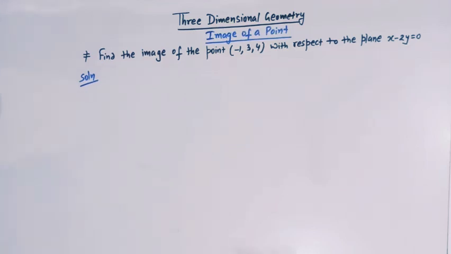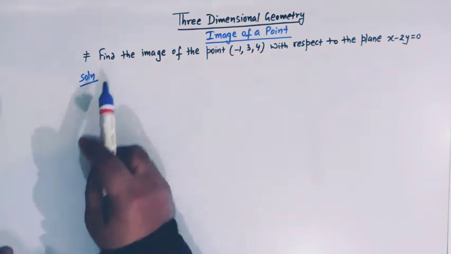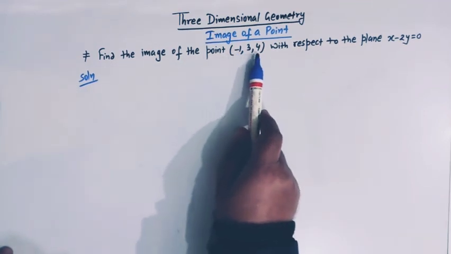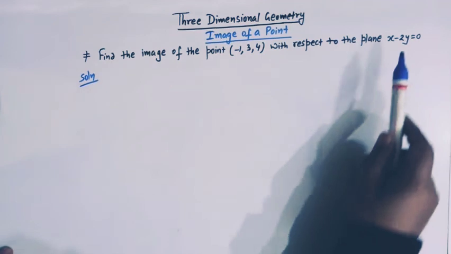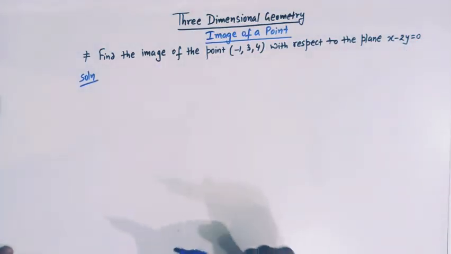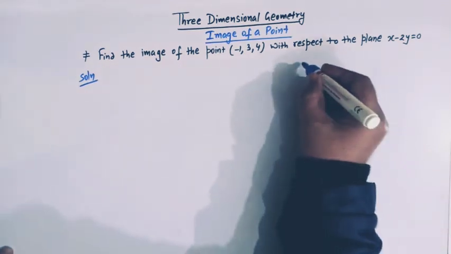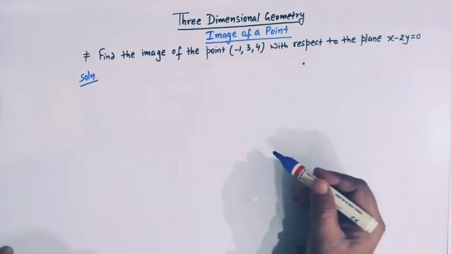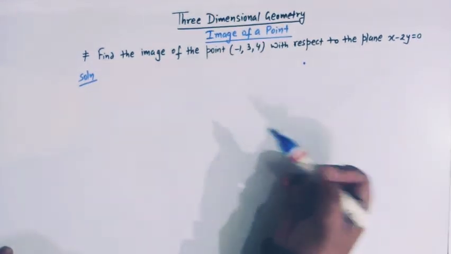Hello viewers, in today's class we are going to take up an important topic in three-dimensional geometry, that is image of a point with respect to a plane. So here we have the problem: find the image of the point (-1, 3, 4) with respect to the plane whose equation is x minus 2y is equal to 0. Right? So here let us first draw a rough sketch of this problem.